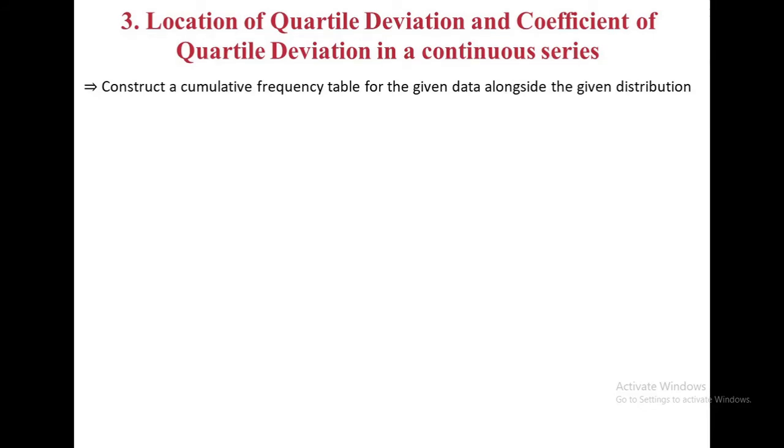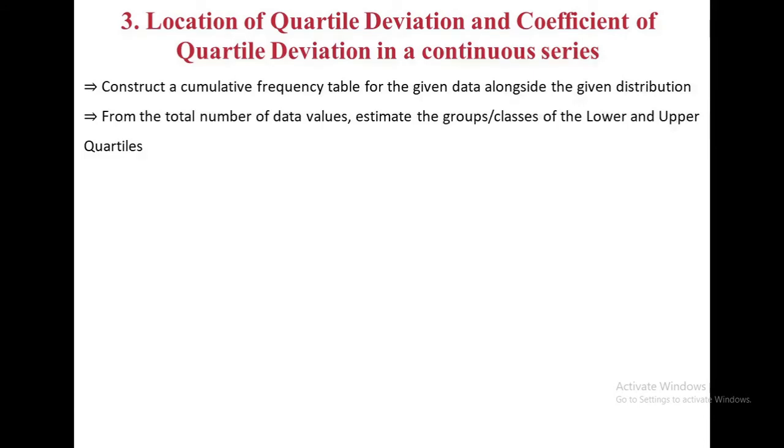Location of quartile deviation and coefficient of quartile deviation in a continuous series. Just like the median for the case of a group data distribution, we can find the quartiles through the following steps. First of all, we have to construct a cumulative frequency table for the given data alongside the given distribution. From the total number of data values, we have to estimate the groups or classes of the lower and upper quartiles, or quartile 1 or quartile 3. The following formula can be used to determine the class and group for these quartiles.